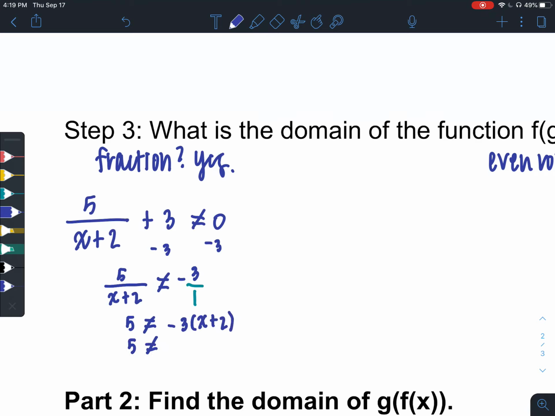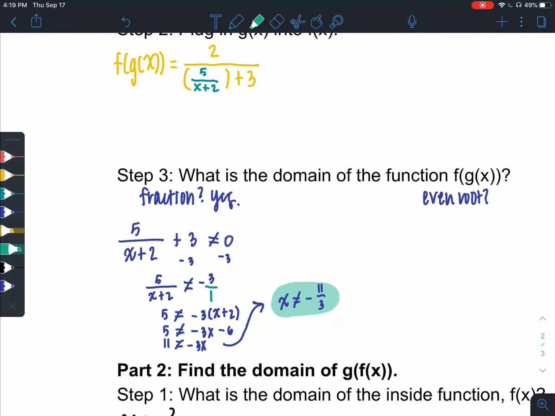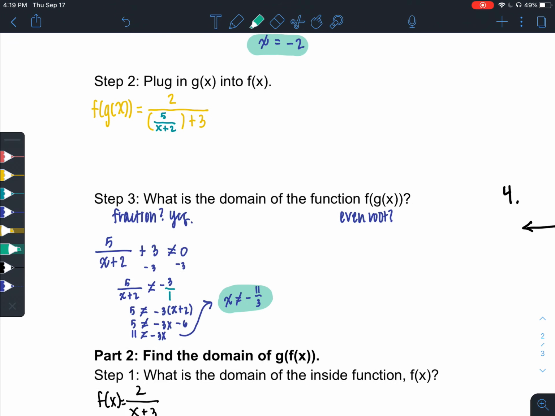So 5 does not equal negative 3x minus 6. Add 6 to both sides: 11 equals negative 3x. So then finally we get x is not equal to negative 11 over 3. Let me rewrite that a little bit neater. Negative 11 over 3. All right, so that right there is our restriction on the domain for that.